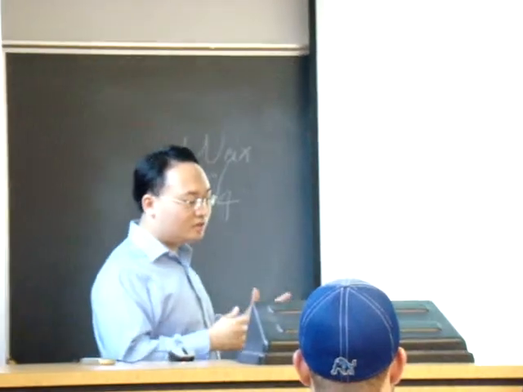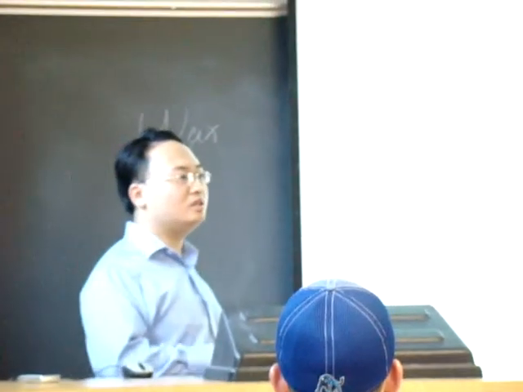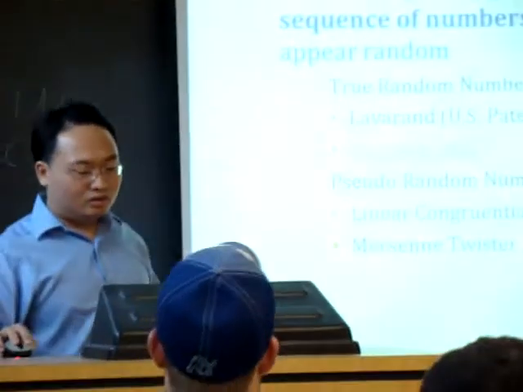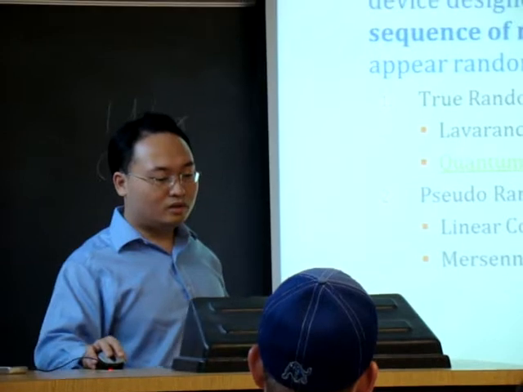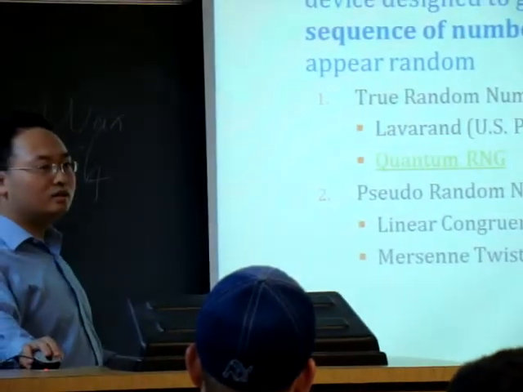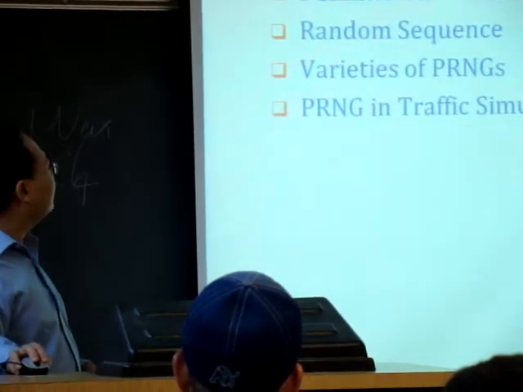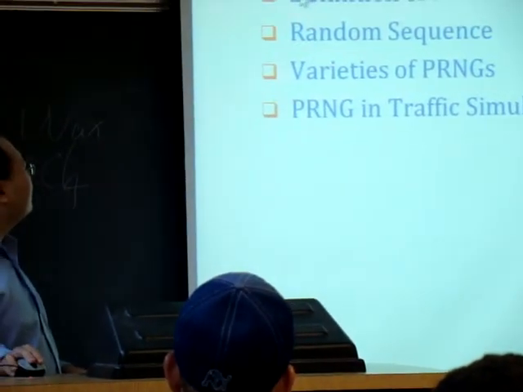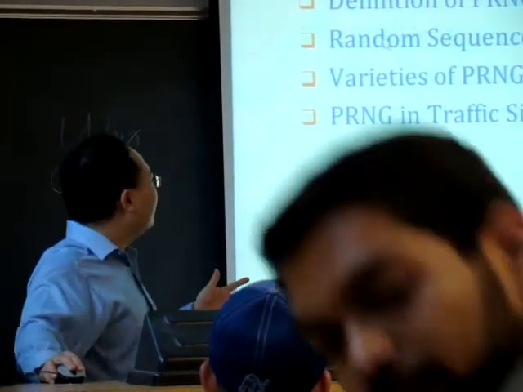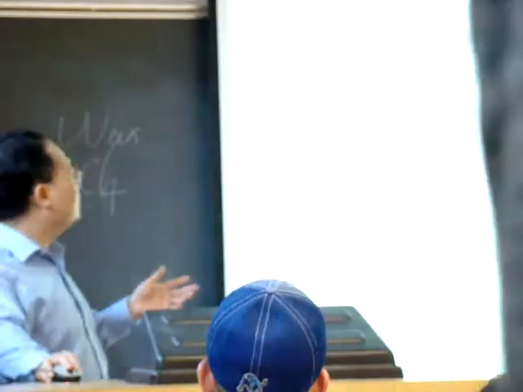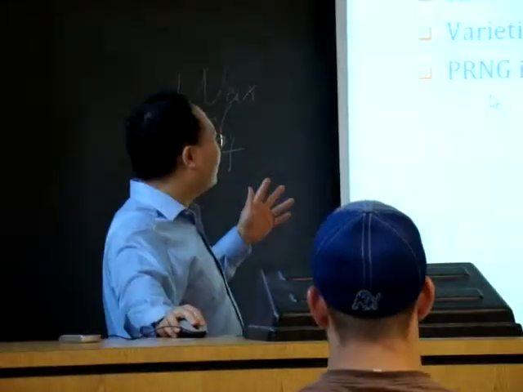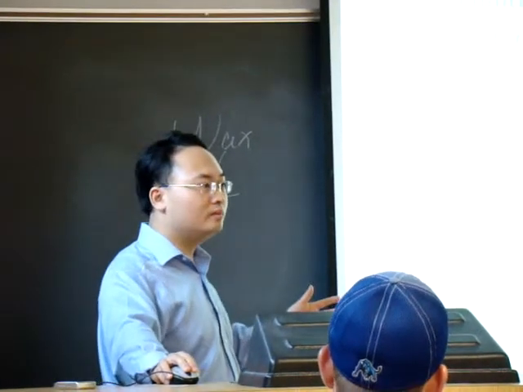But another kind of random number generator is the pseudo-random number generator, which is a computer program. Today we are going to focus on two of them. The first one is called linear congruential. The second one is called Mersenne twister. So the outline today is, first, the definition of pseudo-random generator, which I already introduced. Now I will talk about random sequences, varieties of pseudo-random generators, and how they are used in traffic simulators.